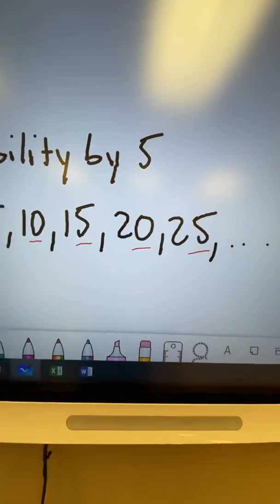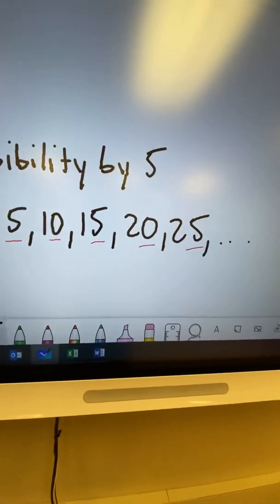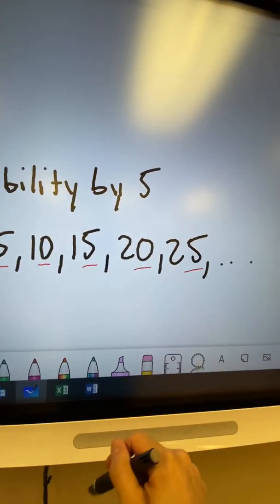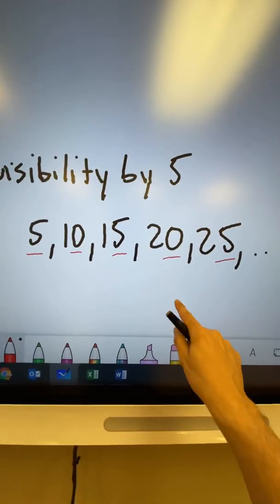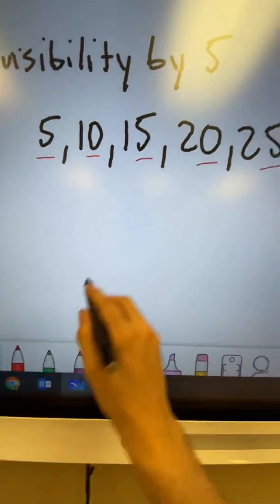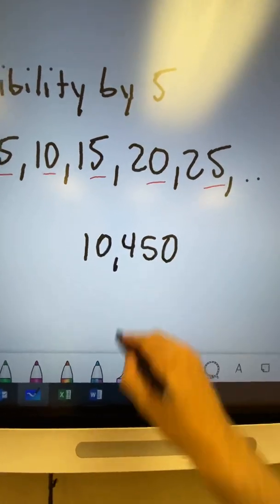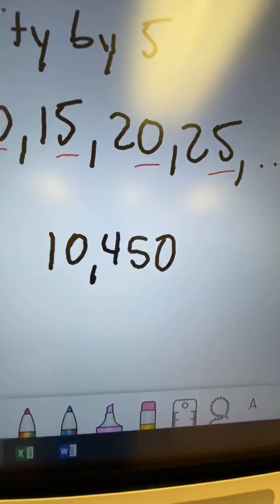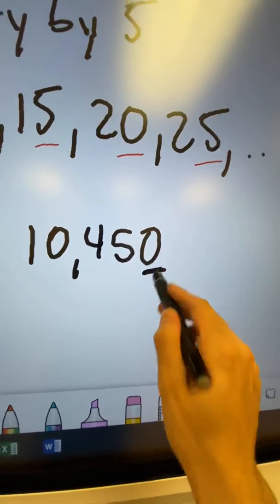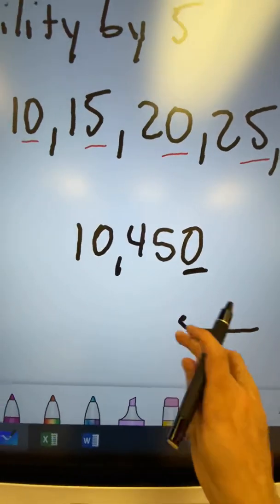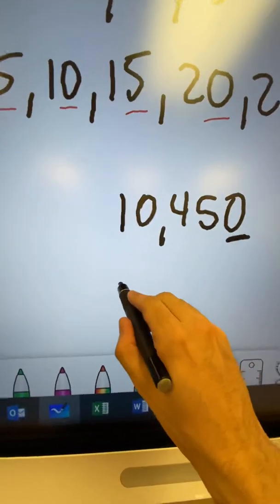That's always going to be true. So if a number is divisible by 5, you'll know it by looking at the ones place. And in the ones place, if it's a 0 or a 5, you could divide it by 5. Which means, for example, if I had a number like 10,450, I know this is divisible by 5 because it ends in a 0, because the 0 is in the ones place.